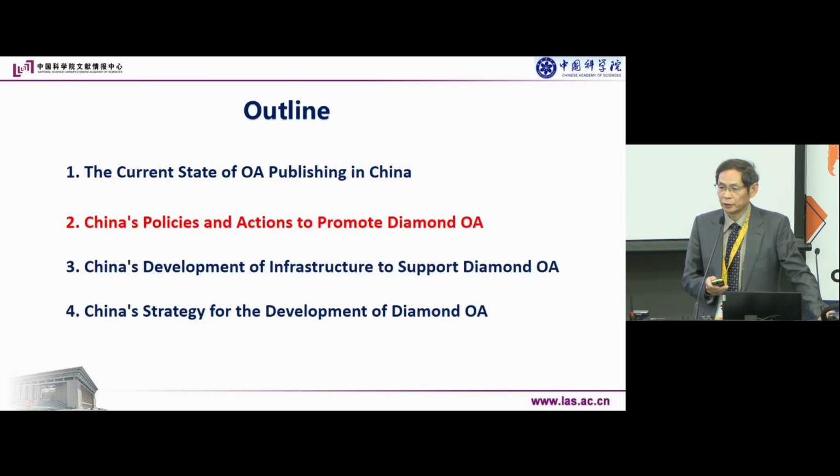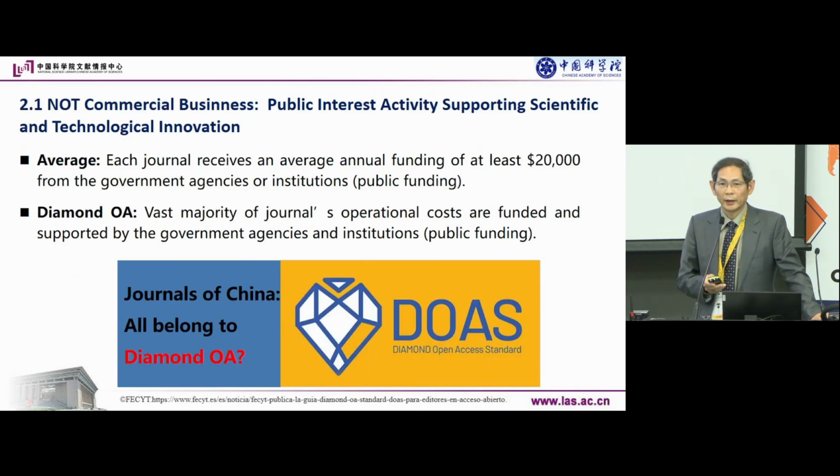Second, the Chinese policies and actions to promote Diamond OA. You see, in China all the STM journals are not commercial businesses, so public activity supports STM innovations. Each journal in China receives about 20,000 yuan a year from a government agency, and they have many other supports; the costs are covered by the government agency. So I believe that the journals of China all belong to Diamond OA. This is my recognition of that.